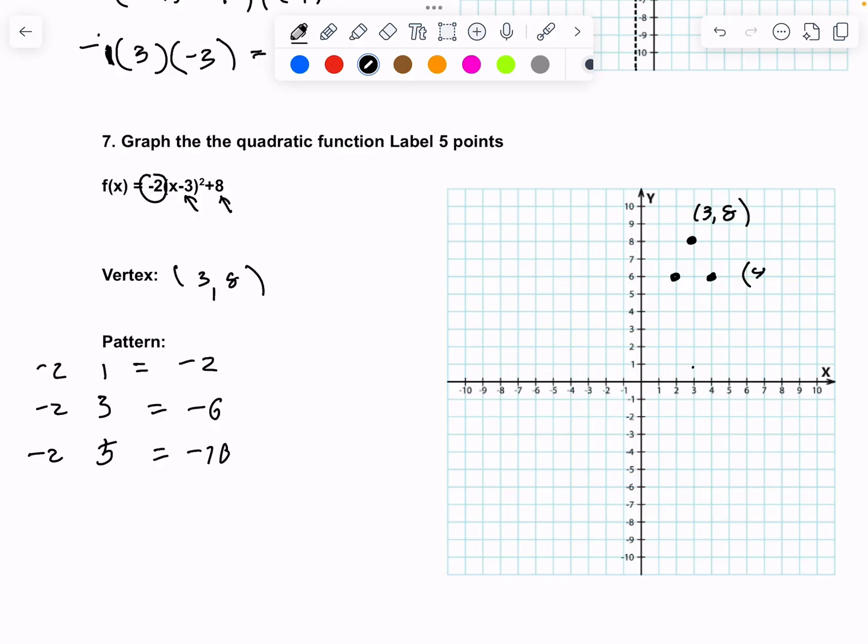This is 4, 6, and 2, 6. Then I go over 1, down 6. It's right here. Over 1, down 6 is right here, which is 6, 0, and 1, 0. And then I could go over 1, down 10, but I just want 5 points. And that's how vertex form works.